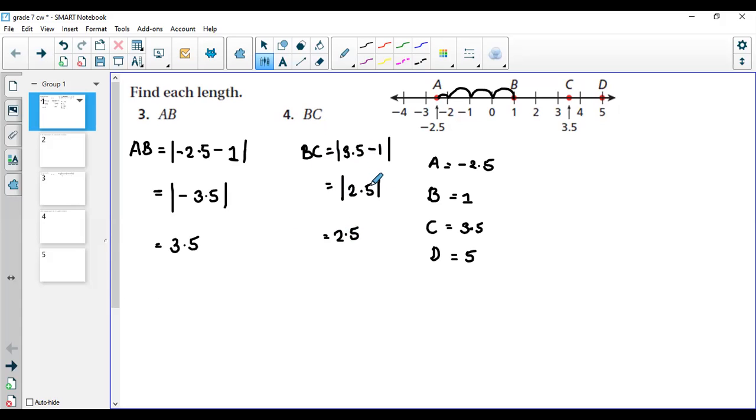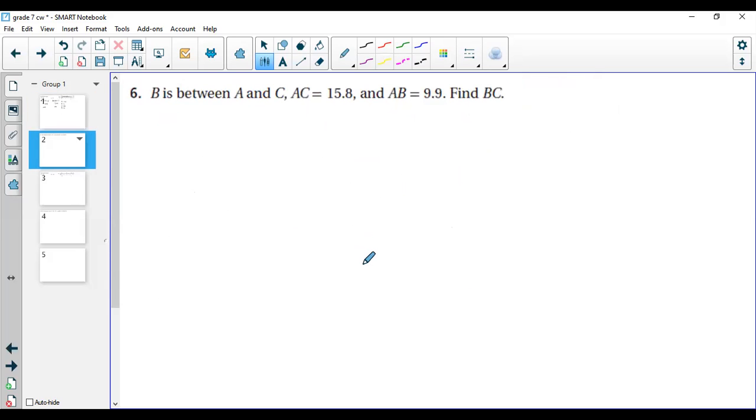Even if you write 1 minus 3.5, you have to do the same, you have to subtract. So from B to C, you can see 1, 2, and 2.5. So the distance between B and C is 2.5. Hopefully that's very easy, and you have understood it well.